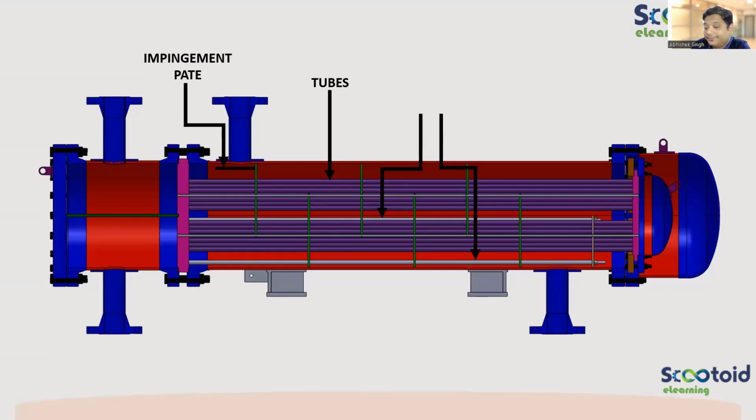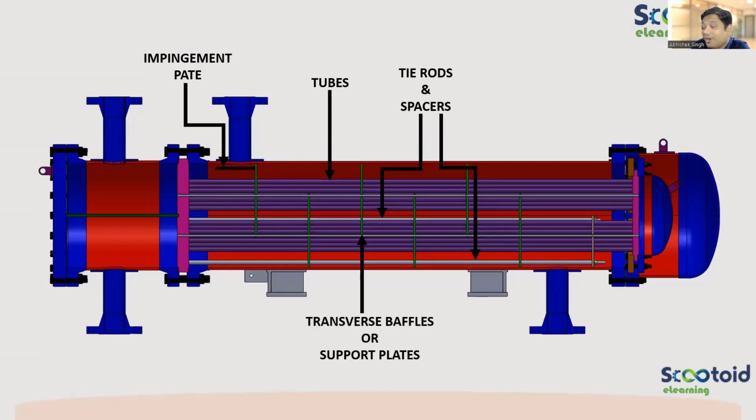What are these? You are very curious about this. This was tie rods and spacers. These are tie rods and spacers. What are these green color? That is baffle. It's called baffle. Now, tell me first, what is the purpose of the baffle? Why do we need baffles in my heat exchanger?